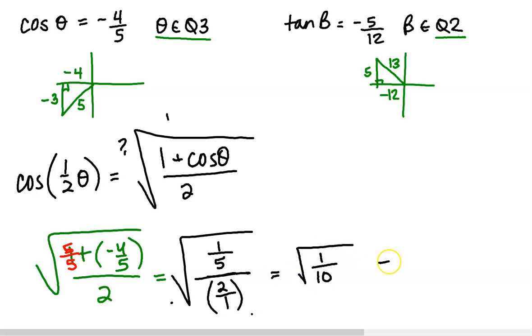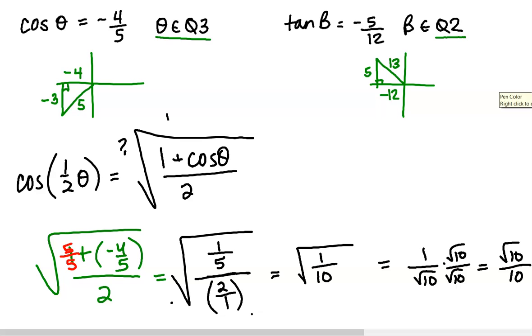I can square root those separately. Square root of 1 is 1. People leave it at square root of 1 all the time, which is so weird. It's 1 over square root of 10. I could rationalize this. So the final answer would be root 10 over 10. Now, we haven't decided yet whether or not it's positive or negative. How do we do that?